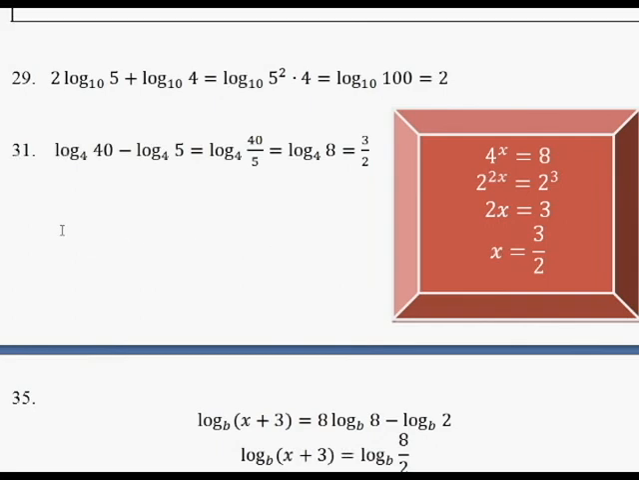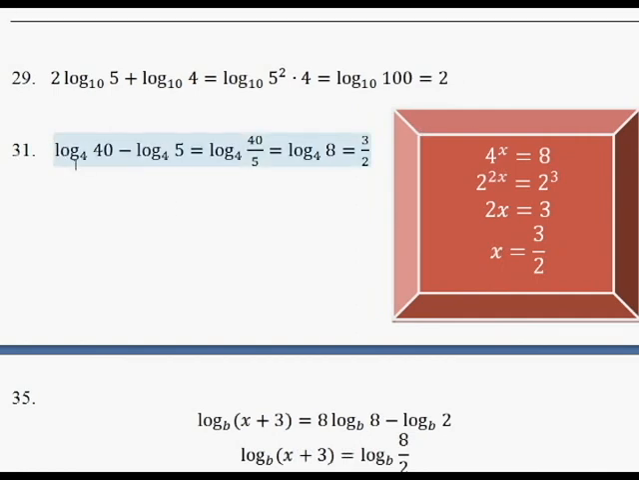And in problem 29, in this case, we have 2 times log base 10 of 5 plus log base 10 of 4. So what you're going to do is take these two logs, and 5 is being multiplied by 4, but 5 has to be squared first. So it's log base 10 of 5 squared times 4, by your logarithm laws, which is the log base 10 of 5 squared is 25 times 4 is 100. 10 raised to what power is 100? 2. So 2 is the answer.